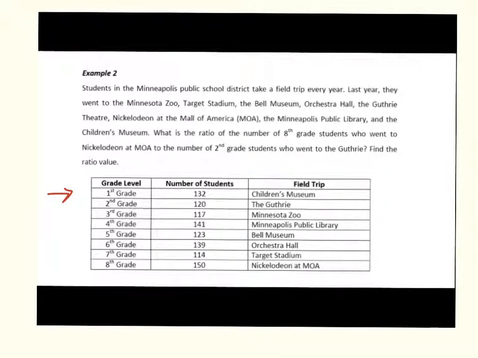The number of 8th grade students, which is one thing that we're looking for, that went to Nickelodeon at MAA was 150 down here. The number of 2nd grade students who went to the Guthrie is 120 right here. So we need our ratio of 8th graders to 2nd graders. So 8th graders will be our front term. Our back term will be 2nd graders.